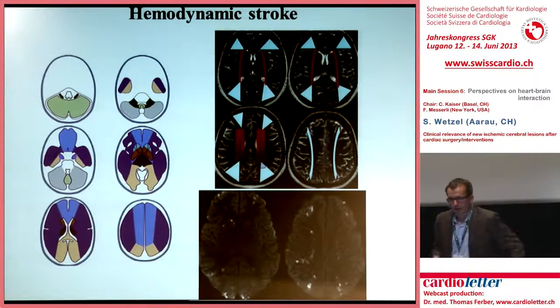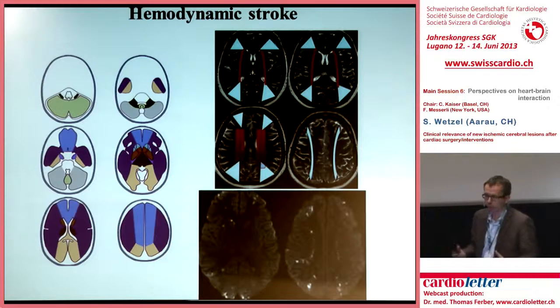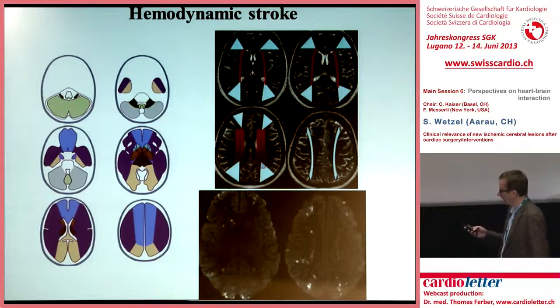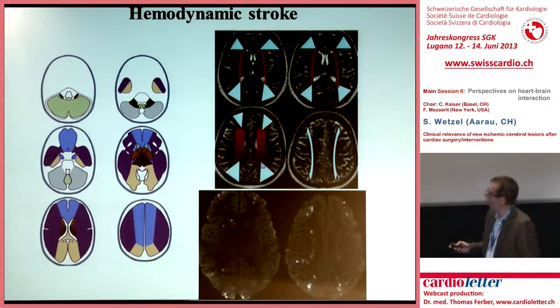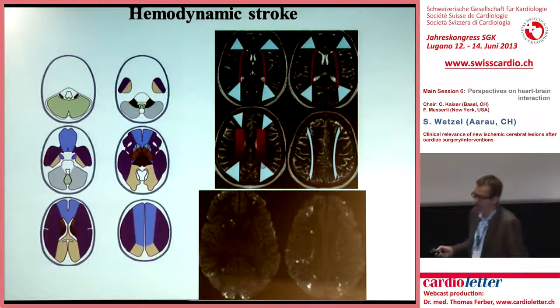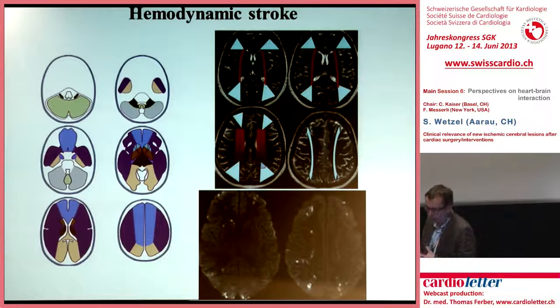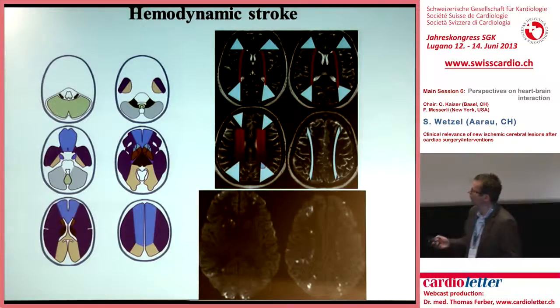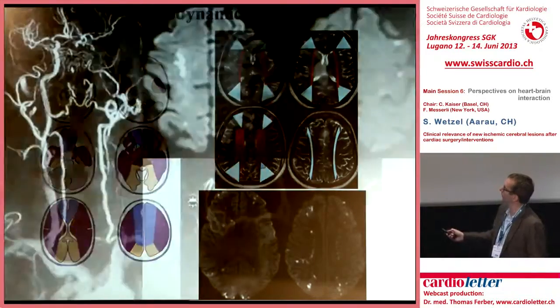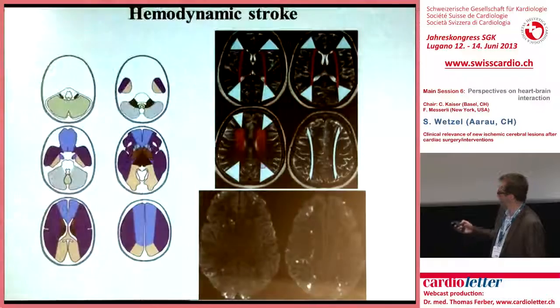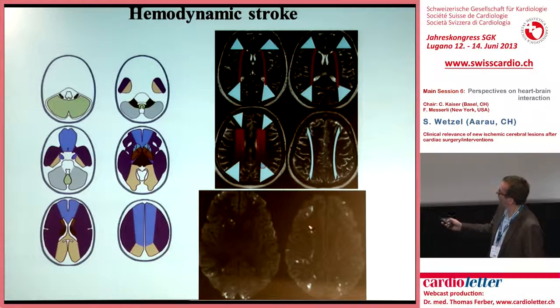Hemodynamic stroke, on the other hand, is a rare event. Here we have a compromise of the inflow into the brain. And there are certain areas, the watershed or border zone areas, so these are the borders between the territories of the cerebral arteries, and they are especially prone to infarct if there's not enough blood flow. And this you might see as well on DWI lesions. And you see here nicely all these small infarcts.